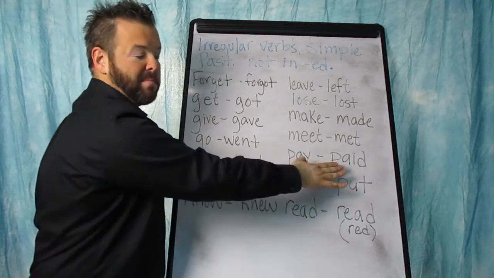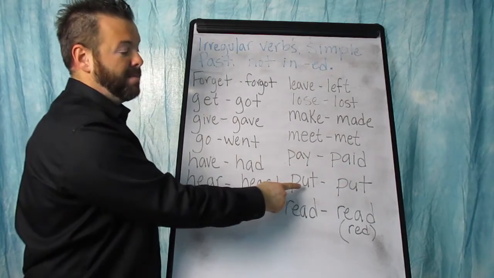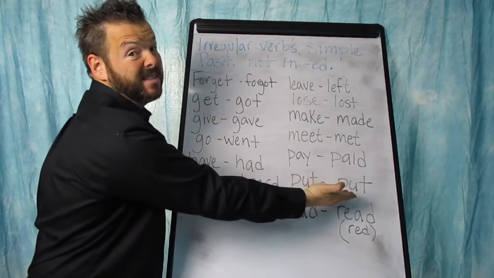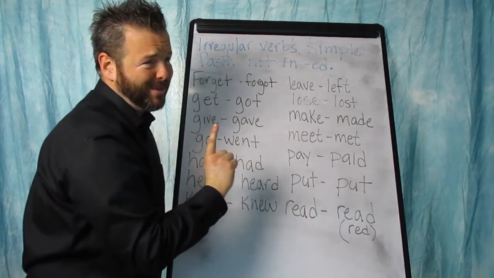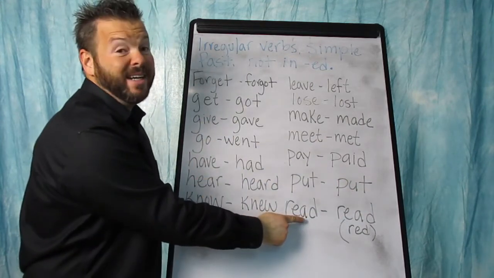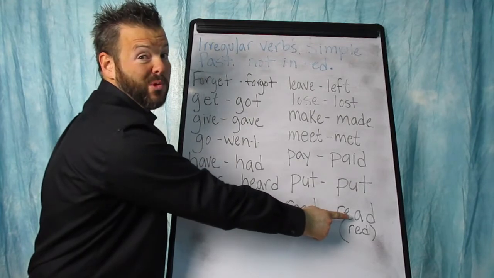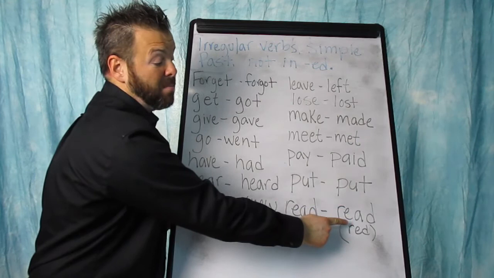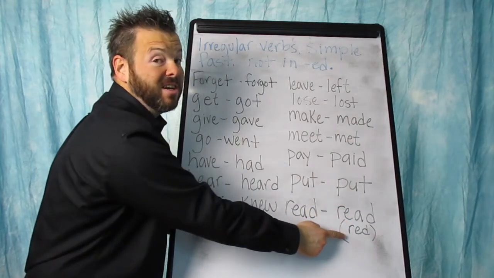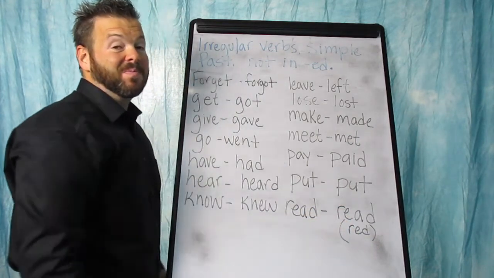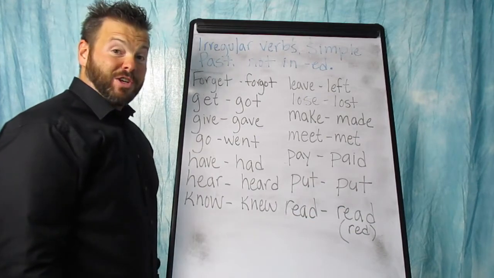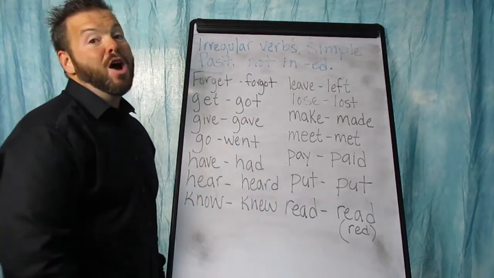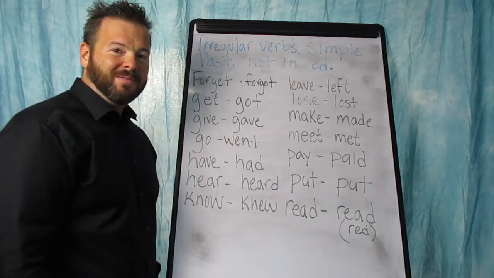Pay, paid. Put is still put. It's not a mistake. Read turns into read. It's spelled the same, but it's pronounced just like the color red. Pause the video here, write everything down, and read it to yourself.